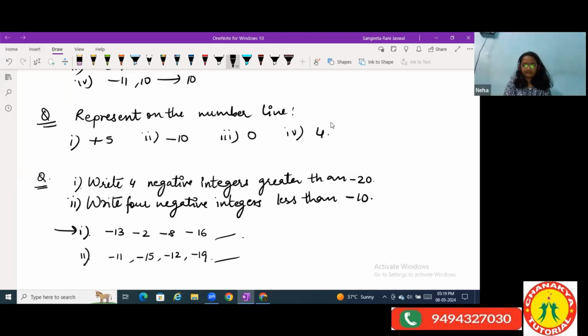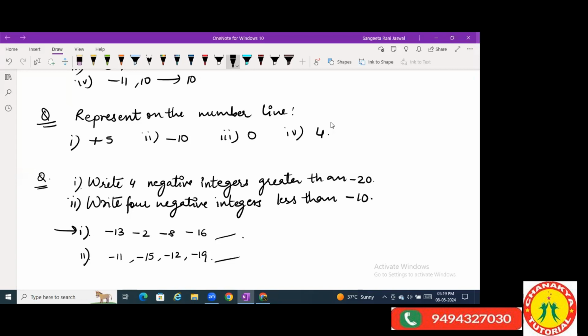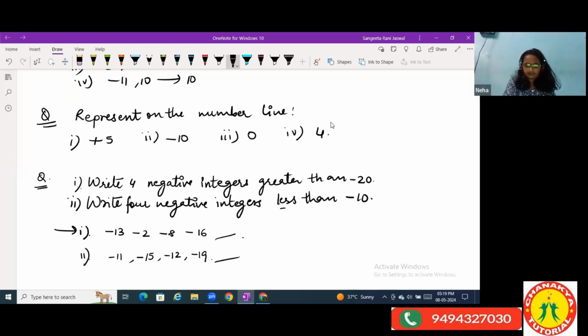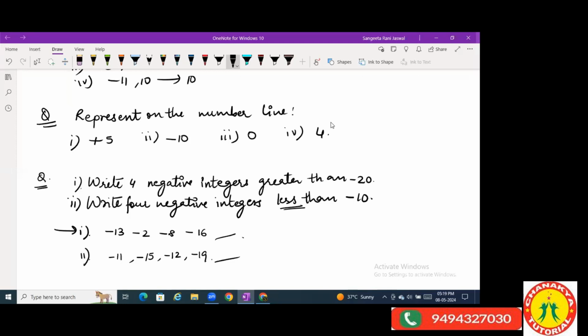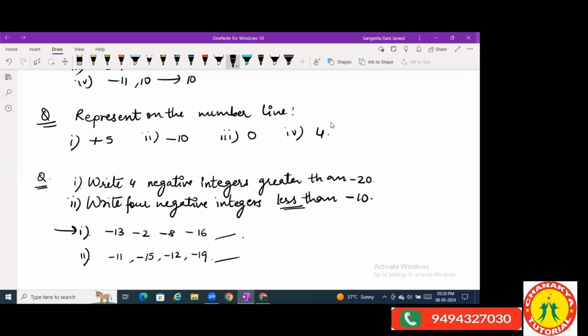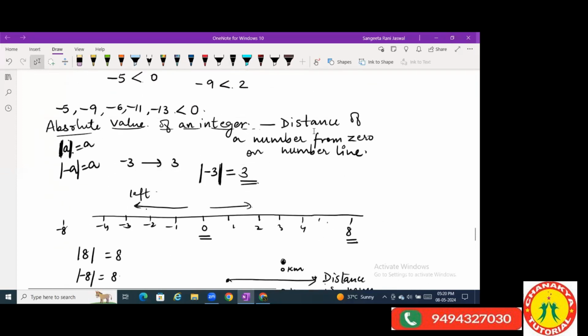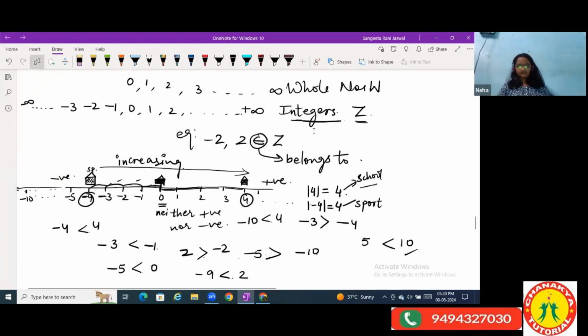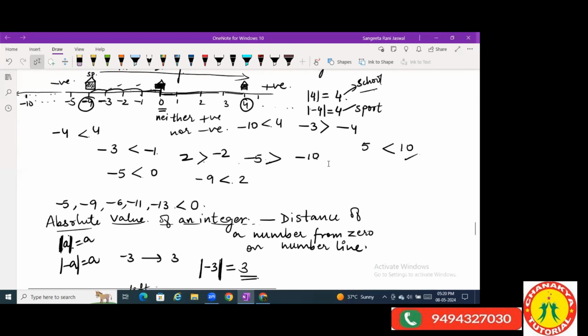Right, children? Be alert, because you are in the habit of counting numbers only on the positive side. So be careful: negative numbers greater than minus 20 means numbers towards the right side. And when I'm talking about less than, it should be numbers towards the left side. Right, children? Please revise this much for today. I'll give you some questions like this for homework.